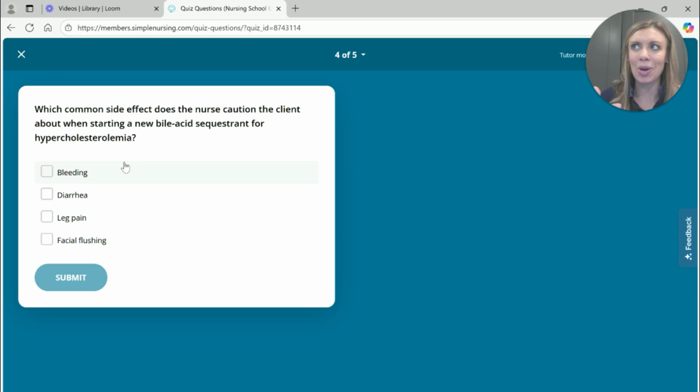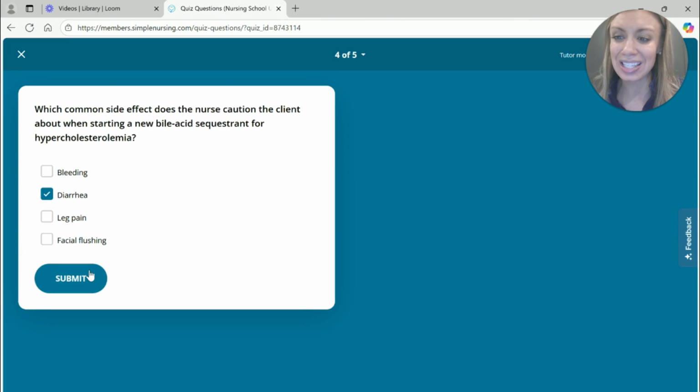So that might mean that we're going to tell them about it so that they don't suddenly stop taking the med. And we know leg pain, especially with something that's for anti-cholesterol, that would actually be a concern. Bleeding would probably be a concern. I'm going to say diarrhea, because lots of times what can happen is that they can start to excrete those fatty acids and those bile acids through the feces.